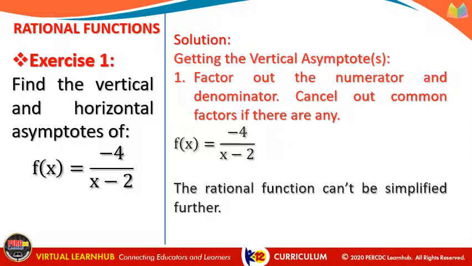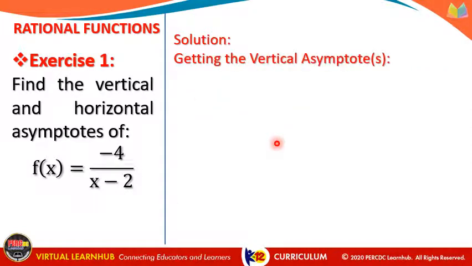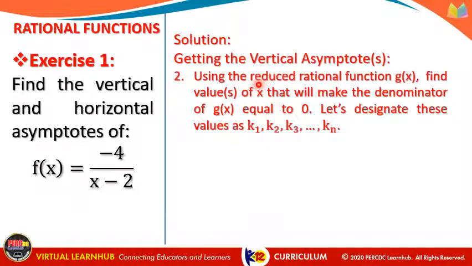Let's now go to step 2. Using the reduced rational function that we found out. Again, hindi naman talaga na-reduce kasi in the first place, wala naman nang i-reduce ito. So, at the same time, ito na rin yung ating reduced function. Okay? So sabi dito, using your reduced rational function, find the values of x that will make the denominator equal to 0. Yung denominator mo ay x minus 2.